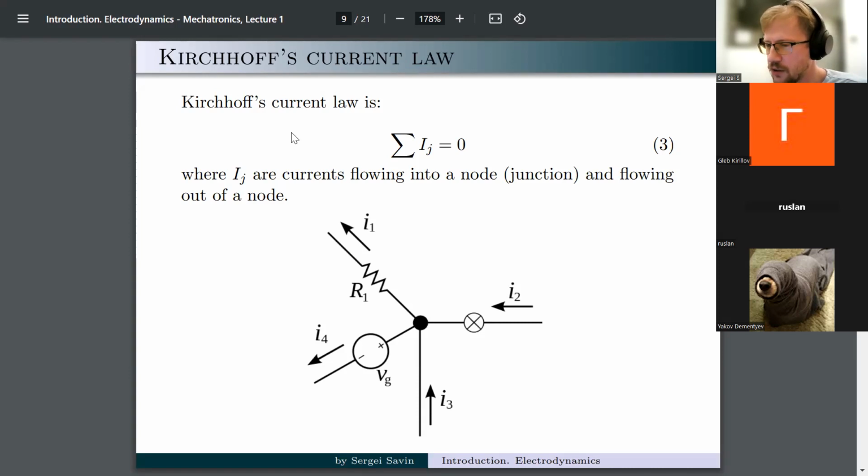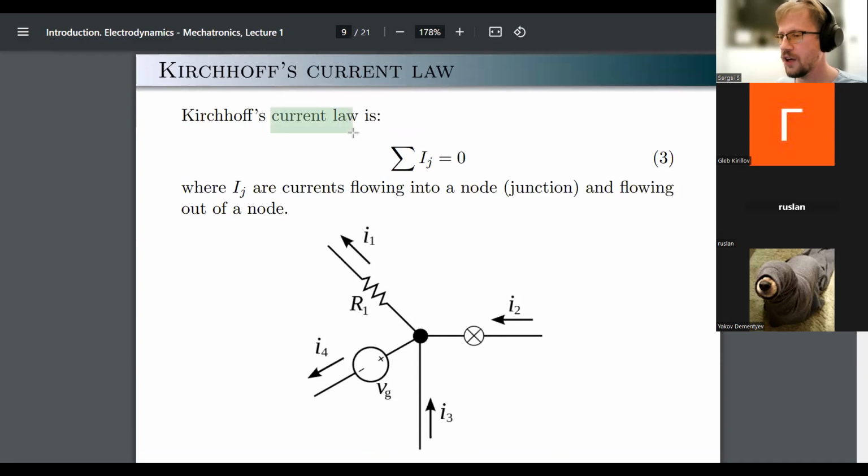First is the current law. The Kirchhoff current law says the amount of current that flows in and out of a node sums to 0. A node is basically just a point where you have wires connecting. Imagine you have 3 wires, you tie them together, and there will be a point where they all connect. This is a node. So the amount of current that flows in and out is the same.